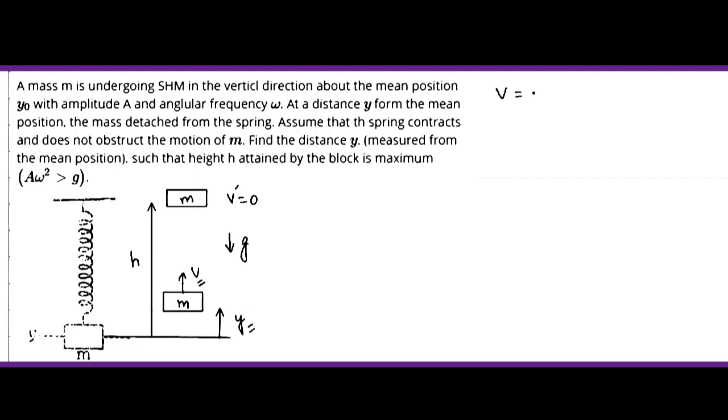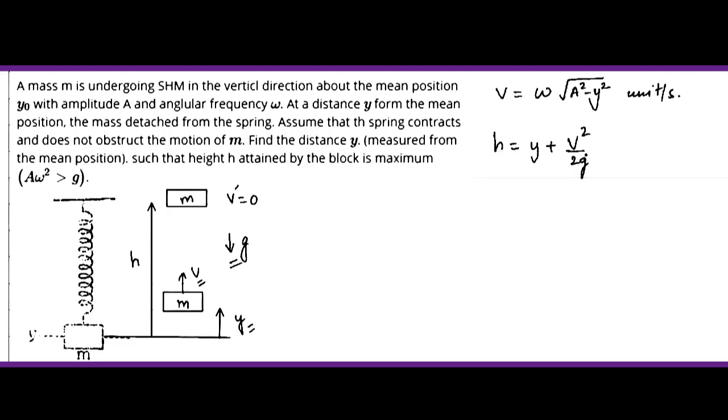So the equation of velocity is simply omega times under root of a (amplitude) square minus y square units per second, right? So this is the speed. Now what will be the height attained by this mass? You can see that this has velocity v, so it will attain a total height due to this g. The total height attained by the block, measured from the mean position, will be y plus v square divided by 2g.